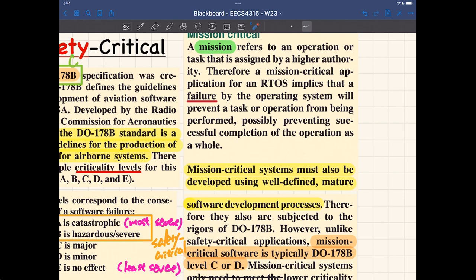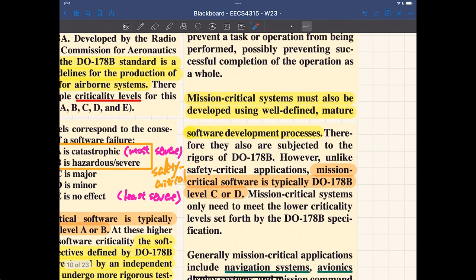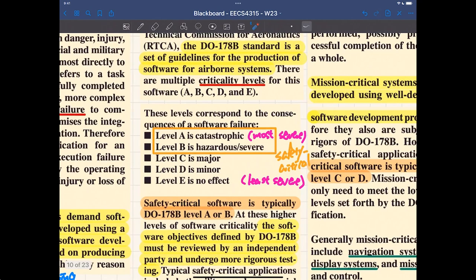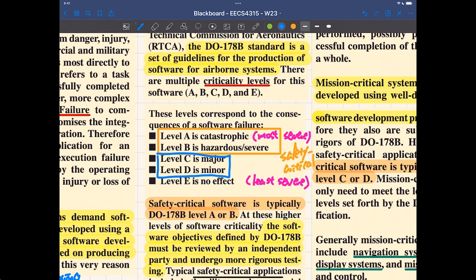A mission-critical system must also be developed using a well-defined, mature software development process. That means even though mission critical may not be as critical as safety critical, that doesn't mean you have to use a very crappy process to build it, right? Remember, this course title is not safety-critical system, it's mission-critical. So we still have to take it seriously. Finally, mission-critical software is typically level C or D. Let's make a note right away. We're getting to the end of this. So C and D over here will be mission critical.